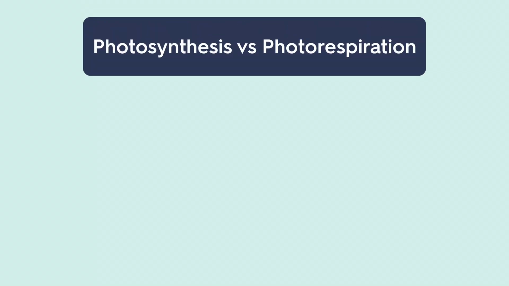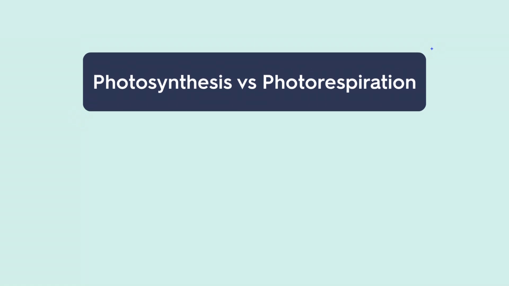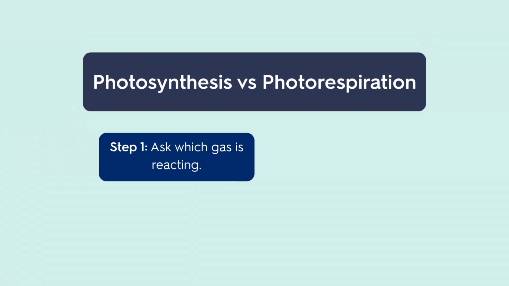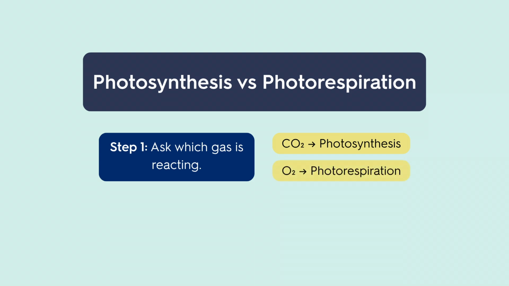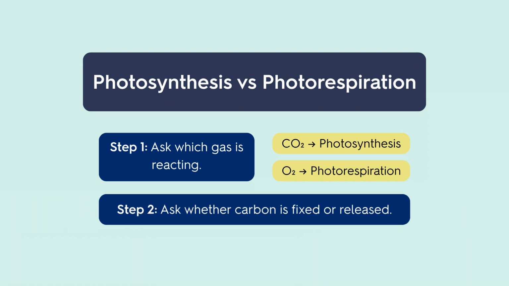So, how can you tell these two pathways apart? Start by asking which gas is reacting with RuBisCO. If it is carbon dioxide, the plant is on the photosynthesis pathway. If it is oxygen, photorespiration begins. Then, look at the outcome. Photosynthesis fixes carbon into sugars, while photorespiration recycles a side product and releases carbon dioxide.